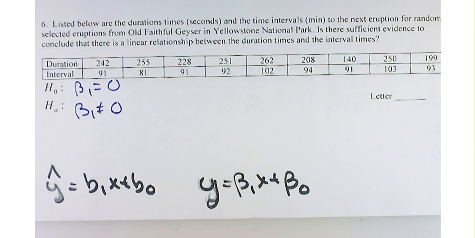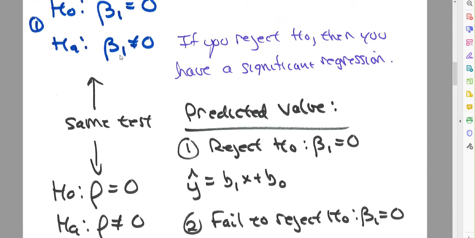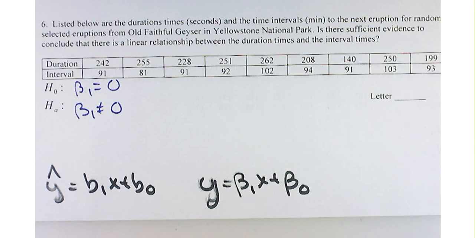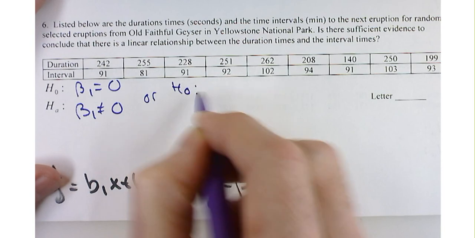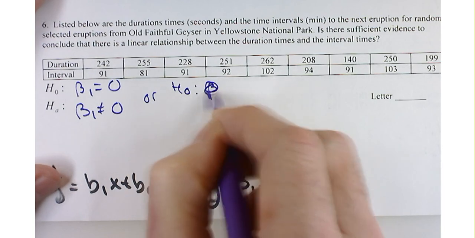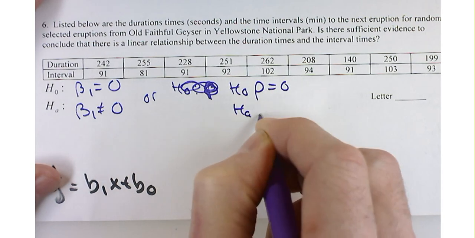Now, when we went over this kind of stuff back in section 10.2, one of the things I noted for you, let me just pull it up from the notes I posted online, is that these two things are the same test. StatDisk is not doing anything different from one to the other to perform this test. So if you wanted to write down one or the other, that's fine. They're both testing the same thing. So you could write down rho equals 0 versus rho not equal to 0.